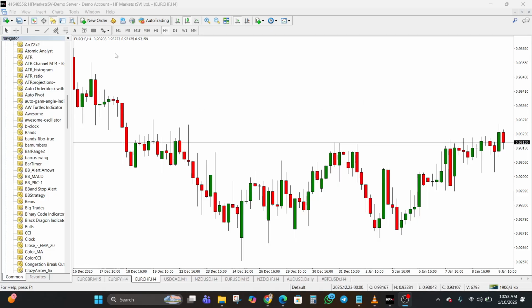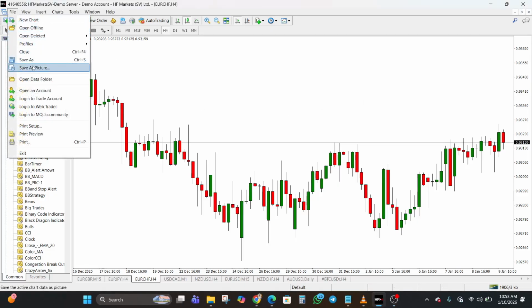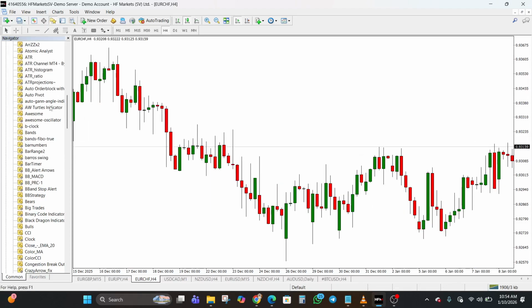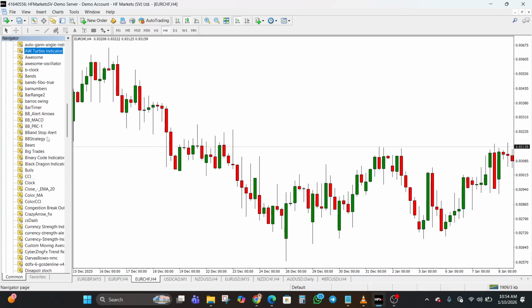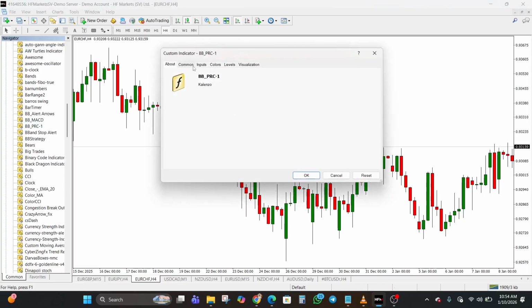Once you have done that, you head on to your indicators folder: file, open data folder, you navigate to MQL for indicators. You paste the indicator file in there. You head back to your navigator, right click and refresh. Okay. Once you have done that, you're going to find the BB PRC indicator right there. Just drag and drop it on your chart.